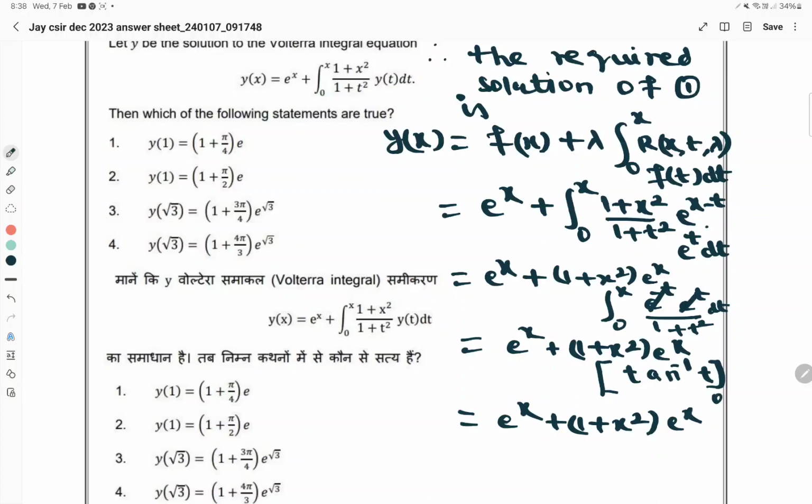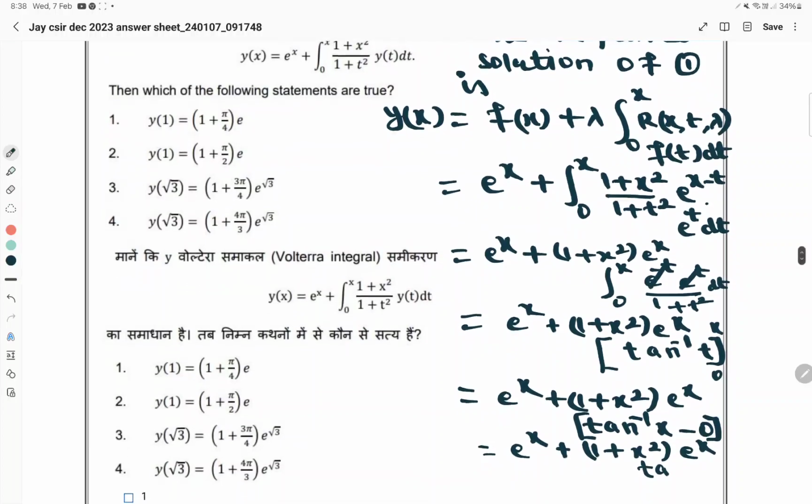Because the limit is 0 to x, it is nothing but tan inverse of x minus 0. So e power x plus (1 plus x square) e power x into tan inverse of x. This is y of x.